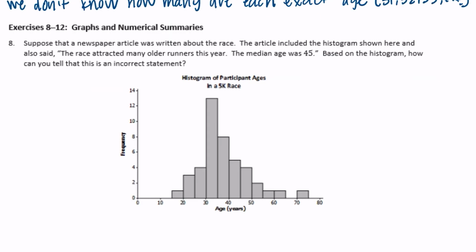Number 8, suppose that a newspaper article was written about the race. The article included the histogram shown here and also said the race attracted many older runners this year. The median age was 45. Based on the histogram, how can you tell that this is an incorrect statement? So they're saying that the median age was 45, which would be about right here. So I would say that's an incorrect statement because if you're looking at the data, a lot more of the data is to the left, is over here. So the median means it's the number that was in the very middle, the data point in the very middle of all the other data points. So it looks like there's a lot more data to the left. So I would think the median would be more about there.